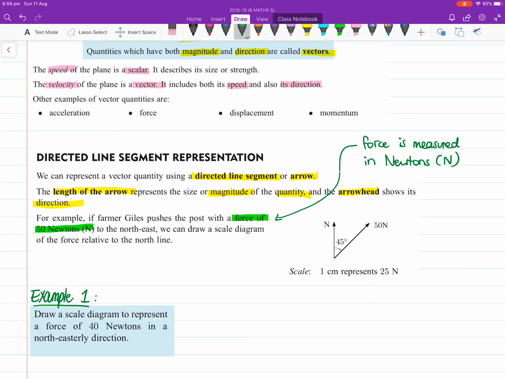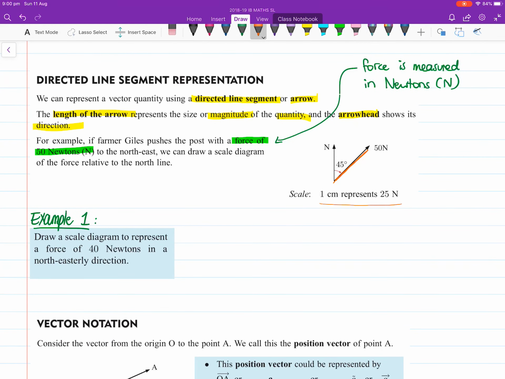So it pushes to the northeast, and we can draw a scale diagram of the force relative to like the north line, and there it is. And there is also, importantly, a scale. So in this case, 1 centimeter represents 25 newtons. So the arrow that we've got drawn here needs to be 2 centimeters, okay, to represent 50 newtons, for example. And with direction, and think about your compass bearings and all that stuff you did in year 10 and year 11, we always normally measure from north, okay.